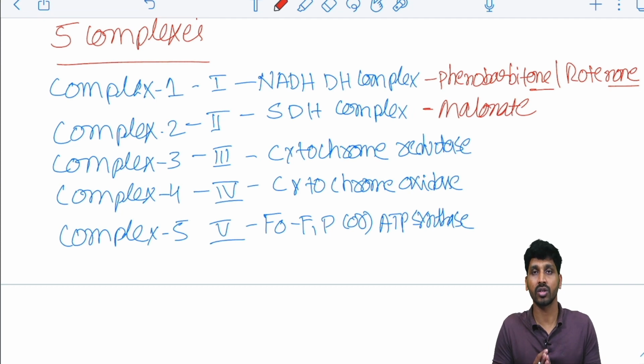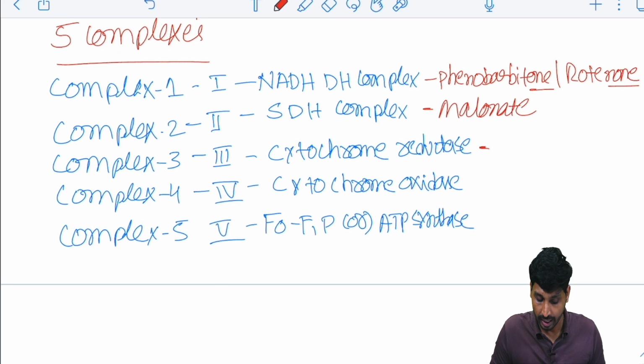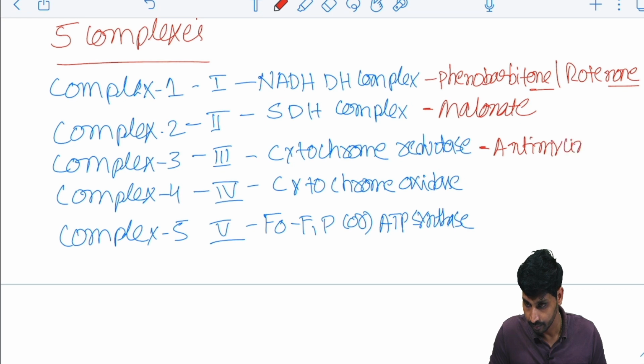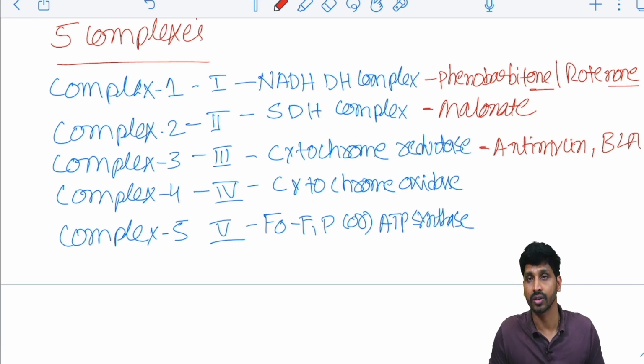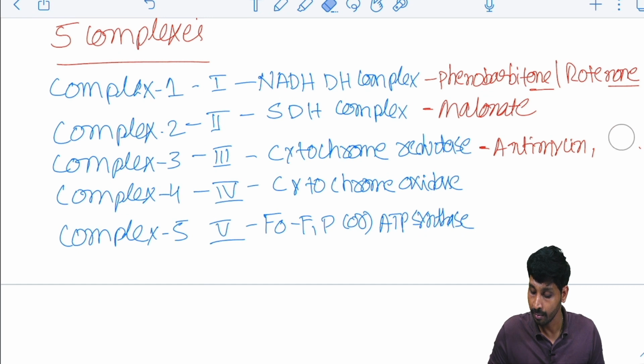And complex 2 is inhibited by malonate, because it is structurally similar to succinate; malonate inhibits the succinate dehydrogenase enzyme. And cytochrome reductase is inhibited by antimycin, and also by BAL, British anti-lewisite agent. Okay, BAL.